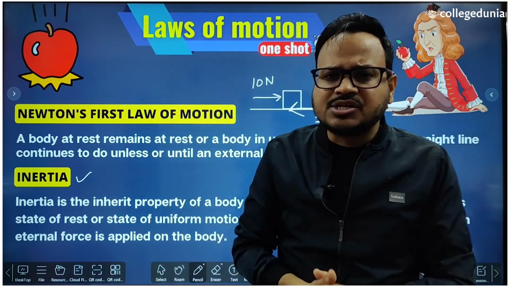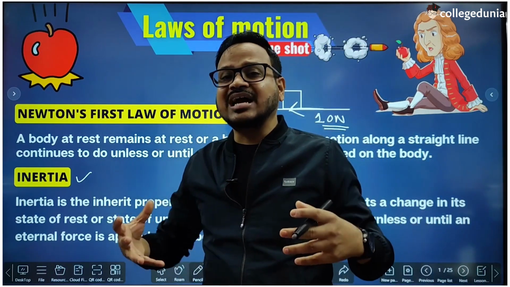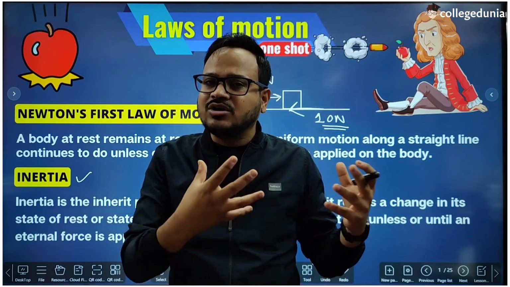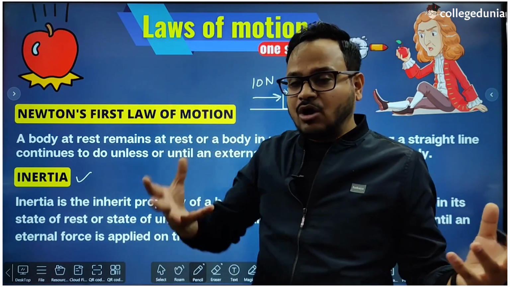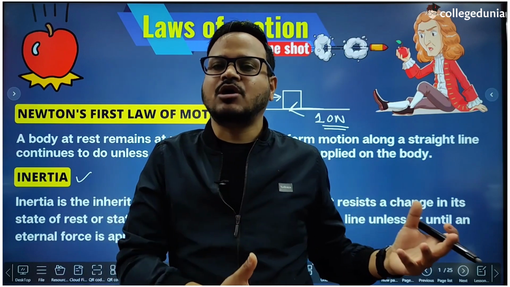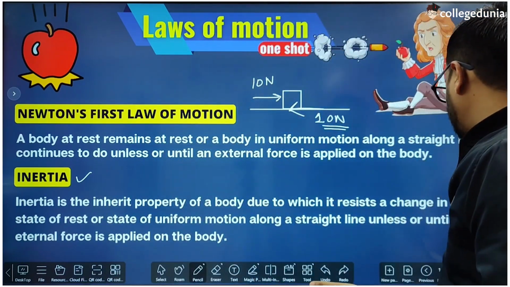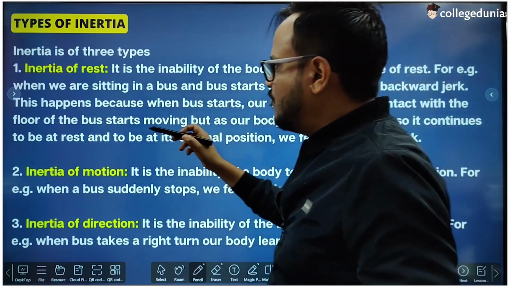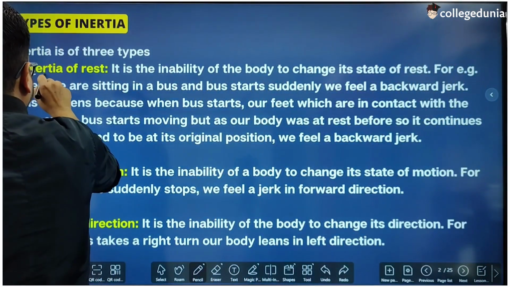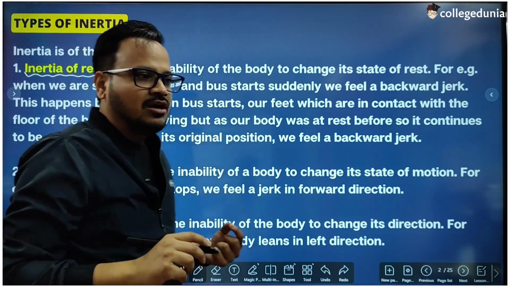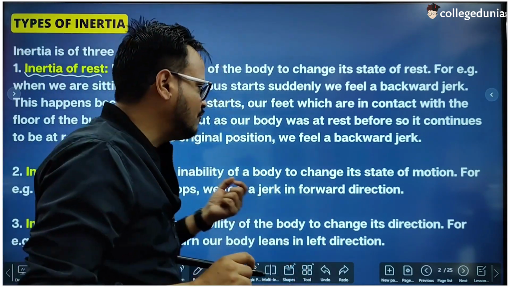So have you understood what inertia is? Inertia means the inability of a body to change its state. The body cannot change its state without the help of an external force due to a property which is called inertia, right? And this inertia is of three types. First is inertia of rest. It is the inability of a body to change its state of rest without an external force.